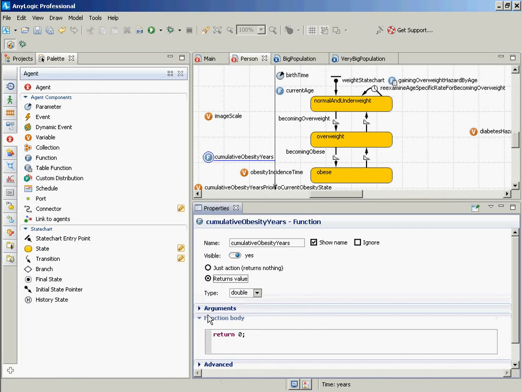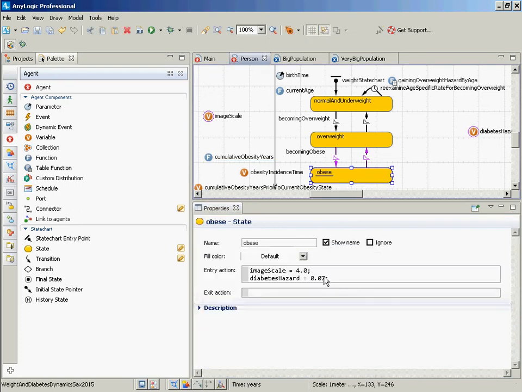Great. So what we're going to do is go to obese here, and when you enter the obese state, guess what we're going to assign? Obesity incidence time. Gosh, it just makes me want to almost cry with you. So that's the current time.